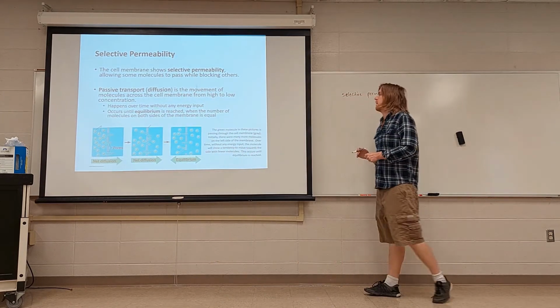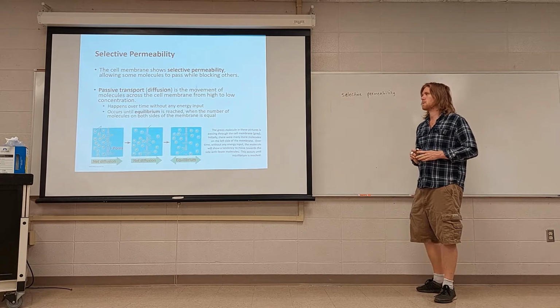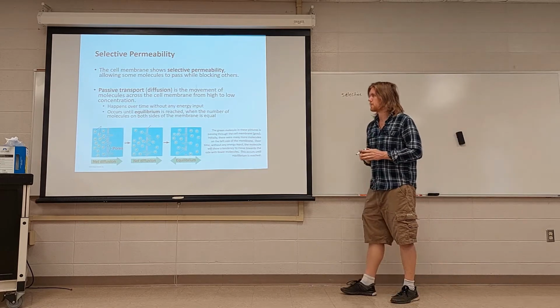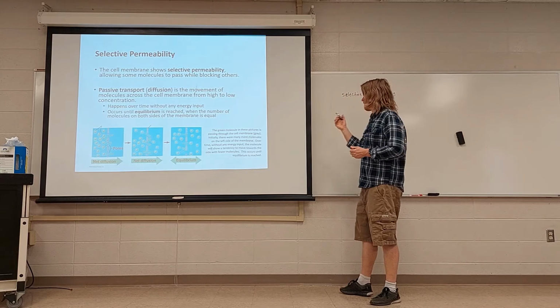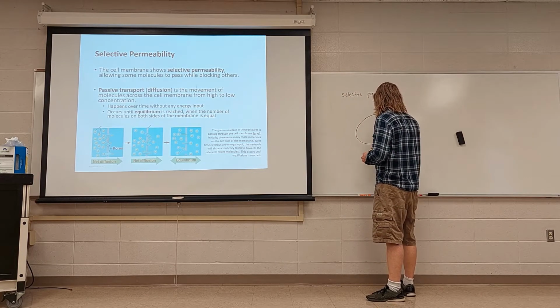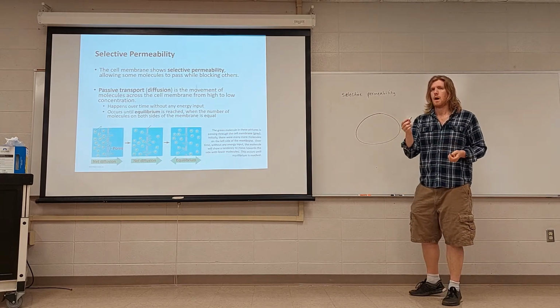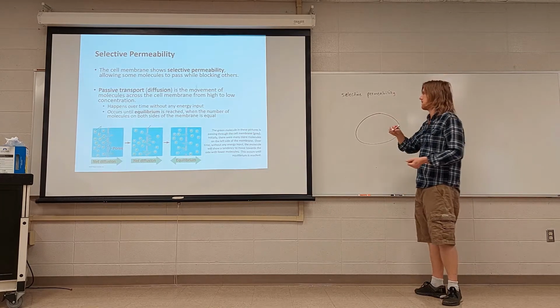And this is a very important concept, and it can be a little tricky sometimes to understand at first. So, I'm going to draw a cell up here, and I'm going to use the red marker to represent a particular ion. We're going to say it's potassium.